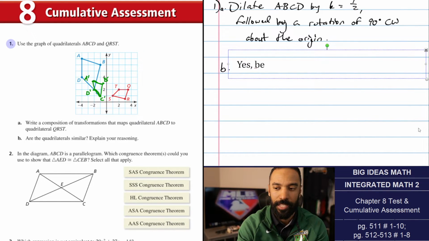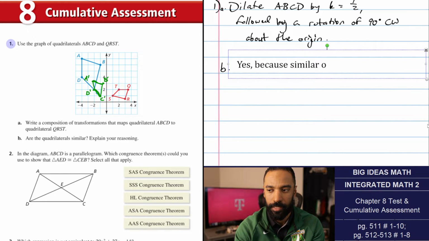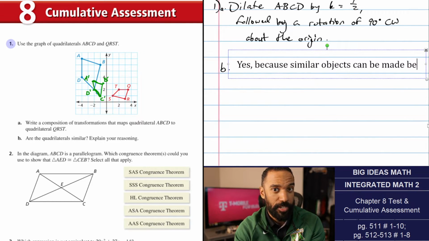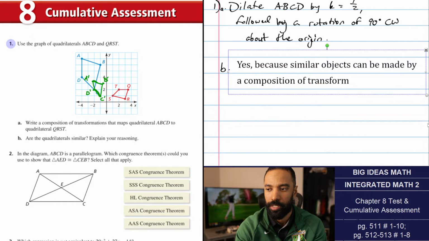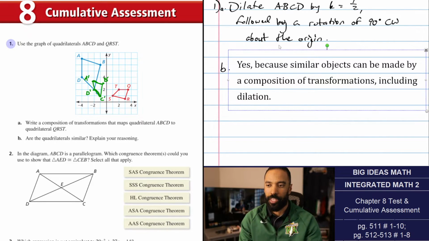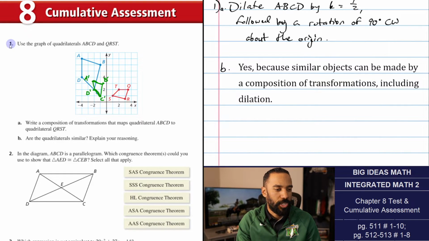But yes, because similar objects can be made by a composition of transformations, including dilation, which was really the big one that breaks it from being congruent. So there's number 1. Okay, number 2.